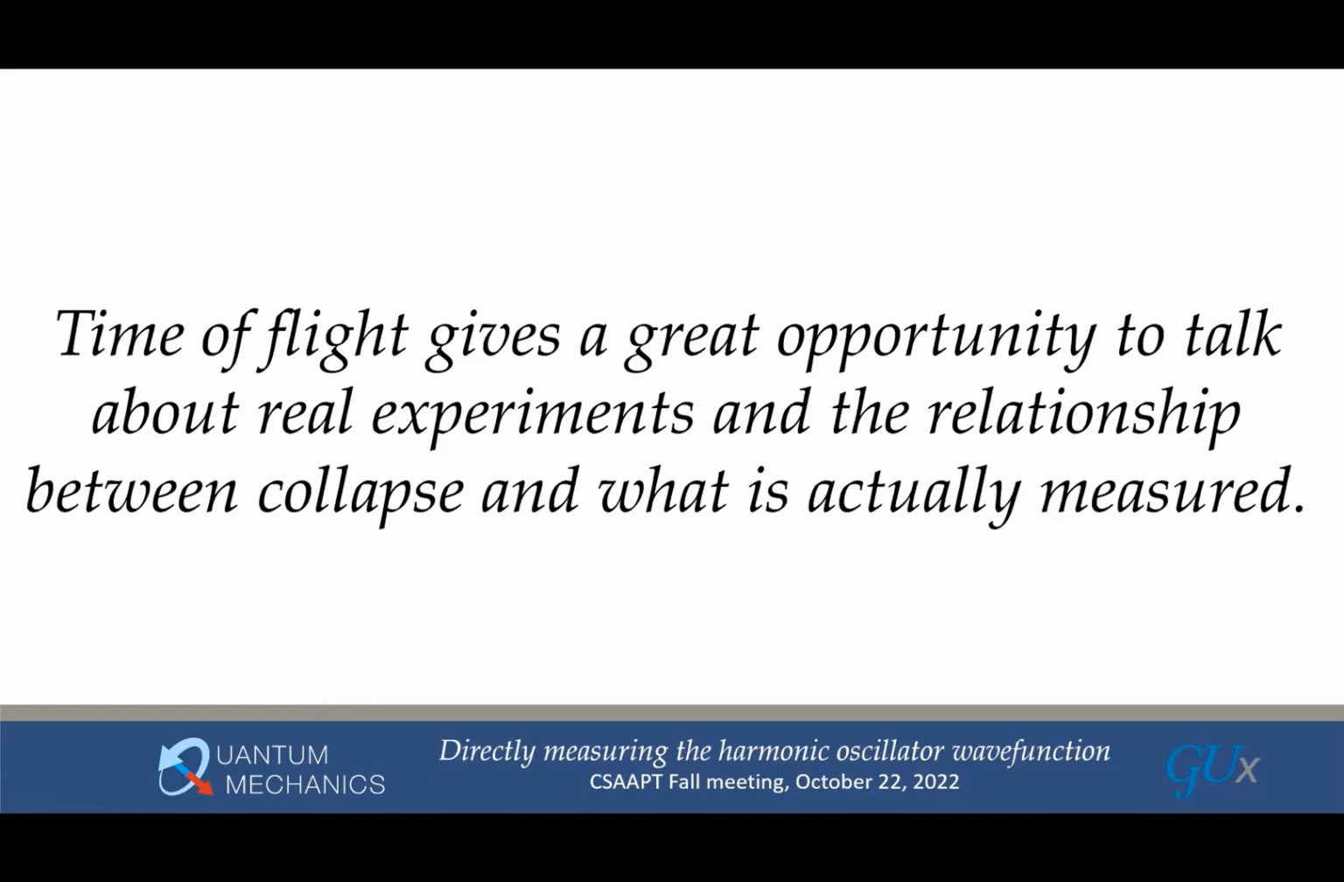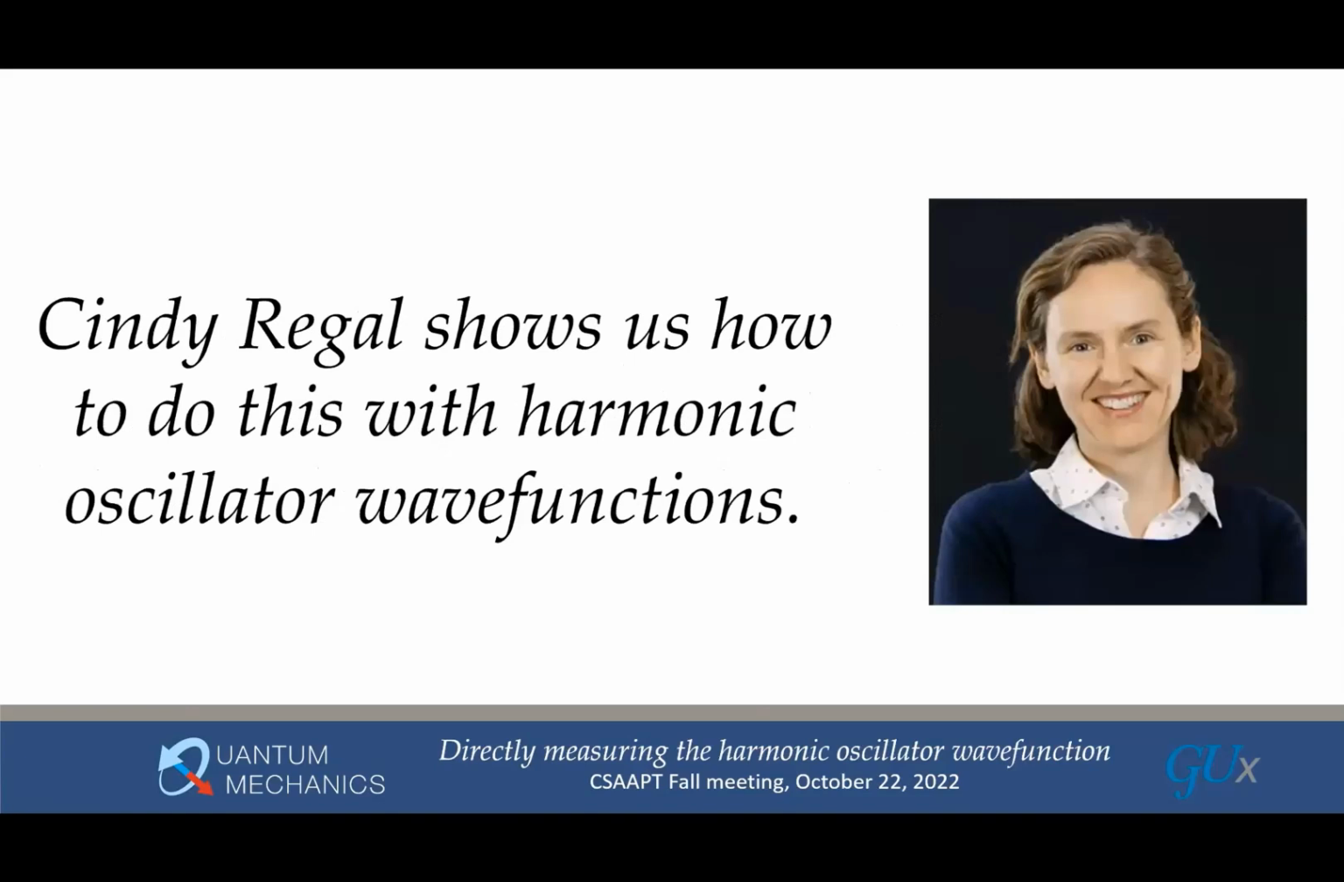Delta P, delta X is greater than fluctuations. You can't get fluctuations from one measurement. That's true. Nevertheless, most people will say you can't measure both at the same time. So time of flight gives us a great opportunity to both talk about real experiments, to talk about the relationship between collapse and what is actually measured, and to really talk about the subtle distinctions of the uncertainty principle and how it actually works.